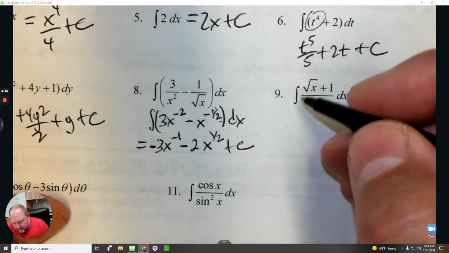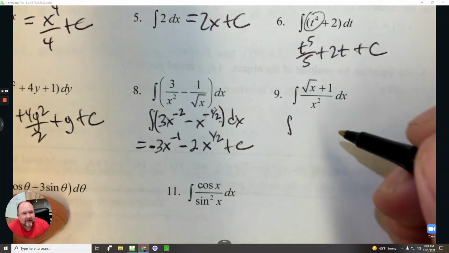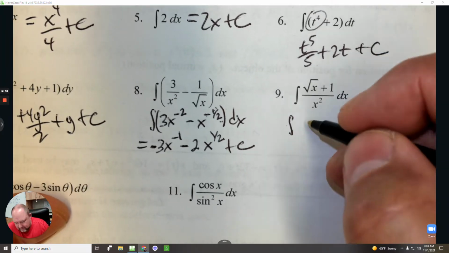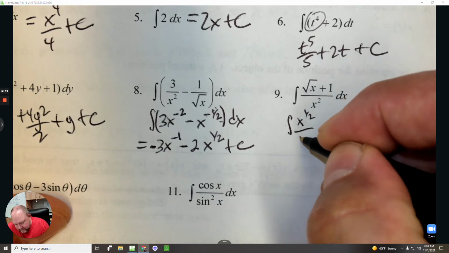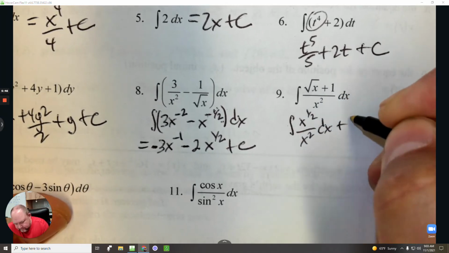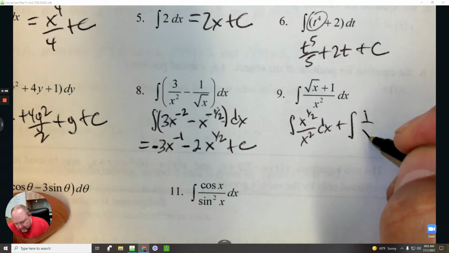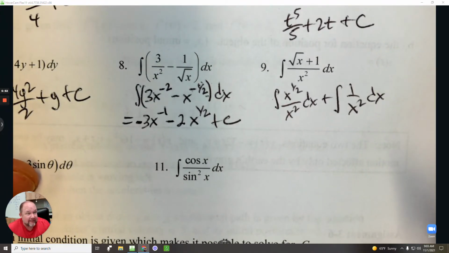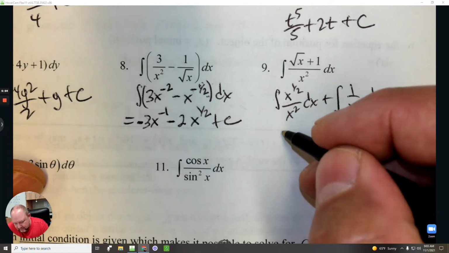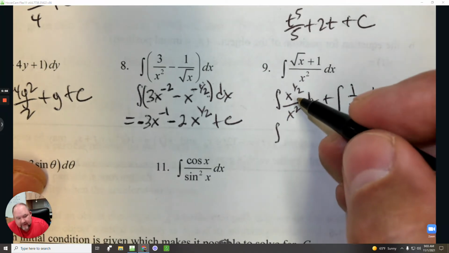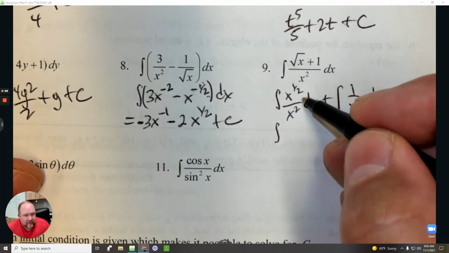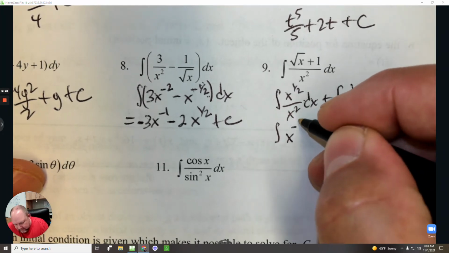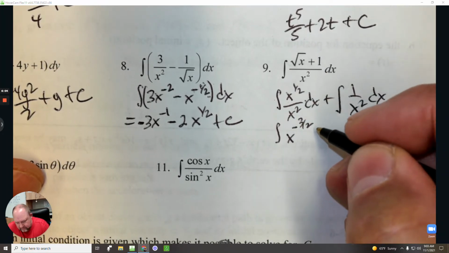Number 9, we're going to make this calculus friendly. So we're going to write it as two integrals. Square root of x is x to the half divided by x squared. And then the second is 1 over x squared, 1 divided by x squared dx. Now we're going to simplify this. So if the bases are the same and you're dividing, subtract. A half take away 2 is negative 1.5 or negative 3 over 2.